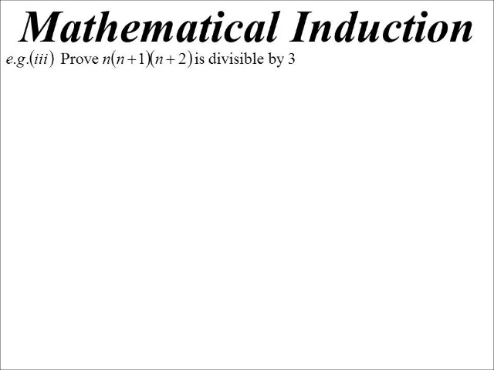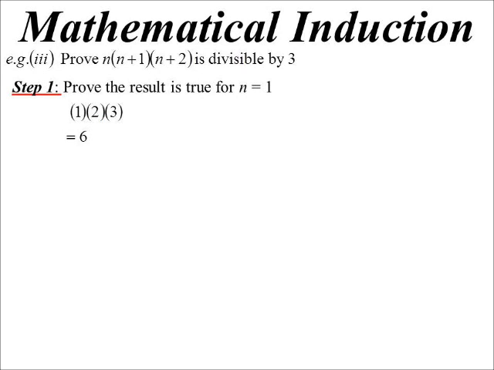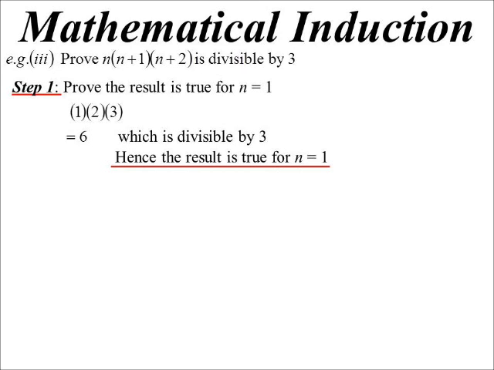So we're going to use the same idea. We'll prove it true for the very first case. So if I grab the first 3 consecutive integers, I'll get 1 times 2 times 3, which is 6. And yes, as we all know, 6 is divisible by 3. So, okay, that's certainly true.